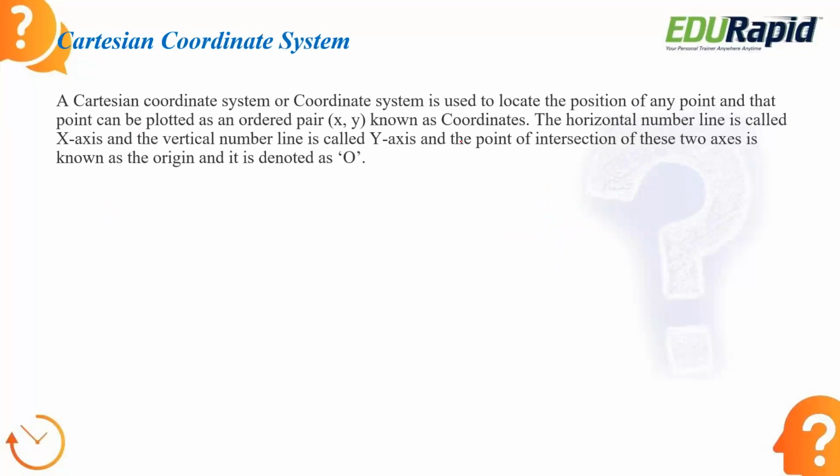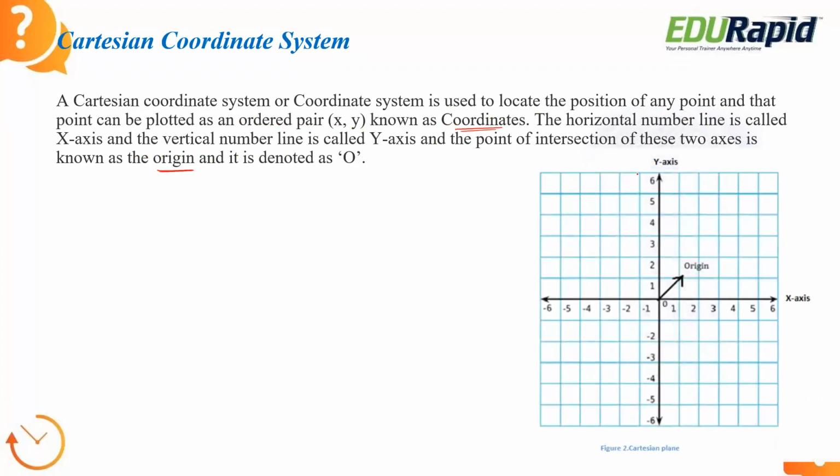A Cartesian coordinate system or a coordinate system is used to locate the position of any point, and that point can be plotted as an ordered pair X, Y known as coordinates. The horizontal number line is called the X-axis and the vertical number line is called the Y-axis, and the point of intersection of these two axes is known as the origin. So all these are very common topics which you already know well. So this is a graph. So you know the X-axis, the horizontal, vertical, and then the origin.